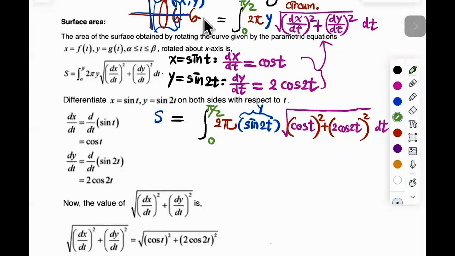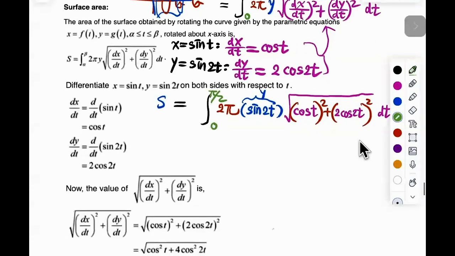I think the most important part is that you know how to set up this integral. Because nowadays there are so many things that the calculator and computer can do, but setting up the integral is actually the most important part. Okay.